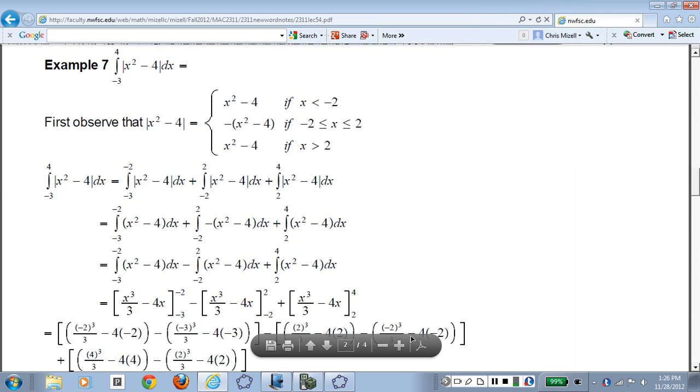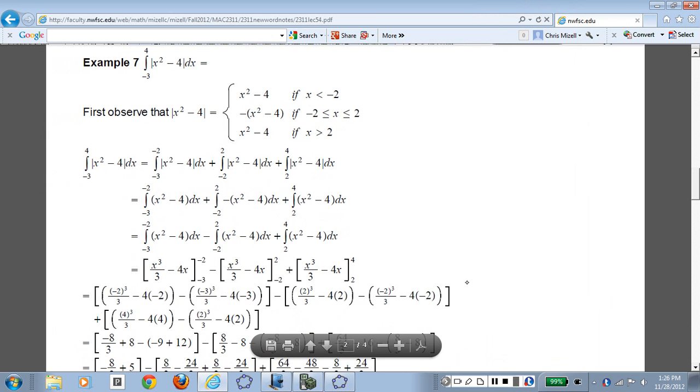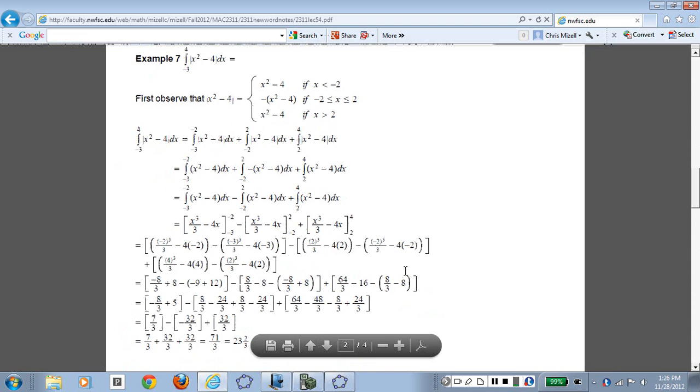Let me zoom out. That still didn't help. Zoom out some more. There. Barely.